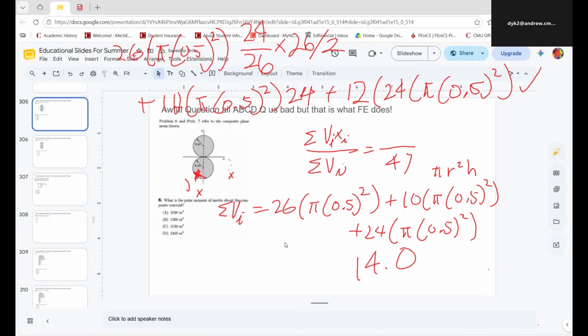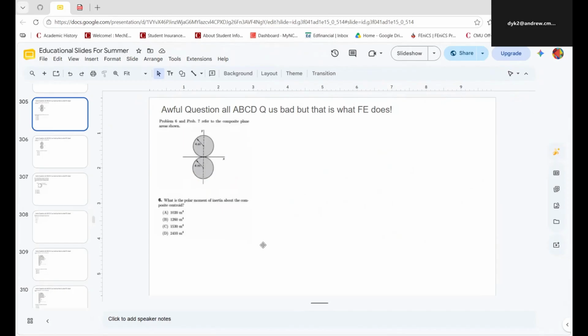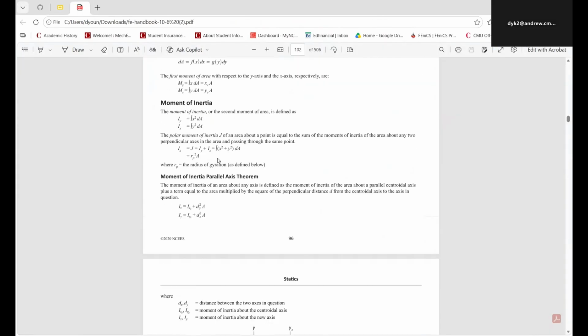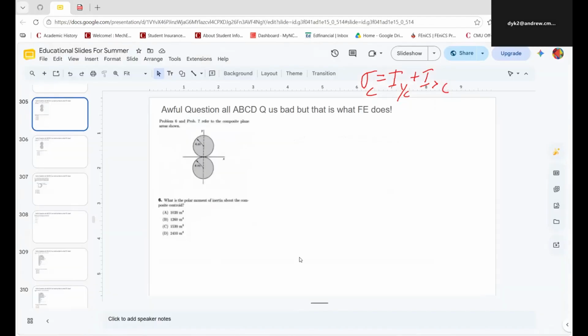Very, very cool. What is the polar moment of inertia about the composite? So this is polar again. So we go over here. Polar is this. So again, it is J equal IY plus IX, but we're going to go for CCC, right? That's what they're asking for over here. They're saying what's the polar moment at the centroid. So obviously the centroid is going to be over here. I mean, no doubt about it.